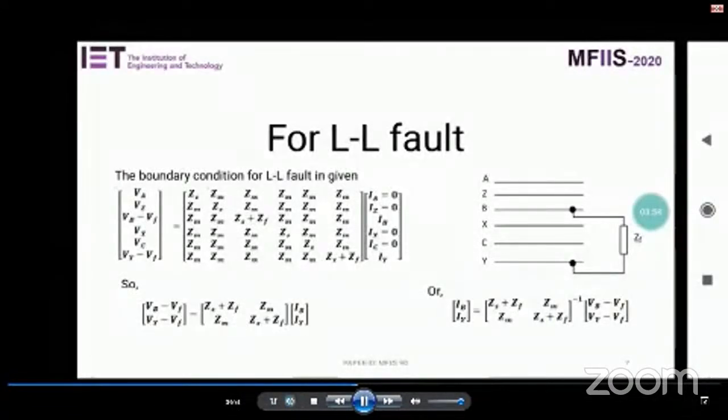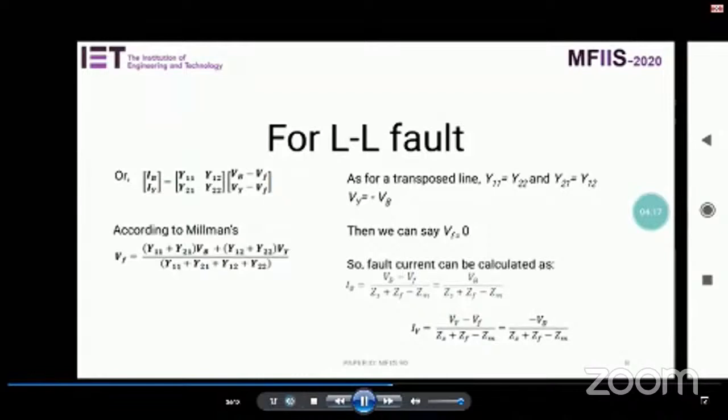In the figure, we can see a line-to-line fault occurs in phase B and phase Y with the fault impedance ZF. The terminal condition for the phase current is Ia is equal to Iz is equal to Ix is equal to Ic is equal to 0. By applying the boundary condition for the fault, we get the voltage matrix. This is finally converted into the current matrix. Now, Millman's theorem is applied to get the potential at the fault point. So we can get the Vf.